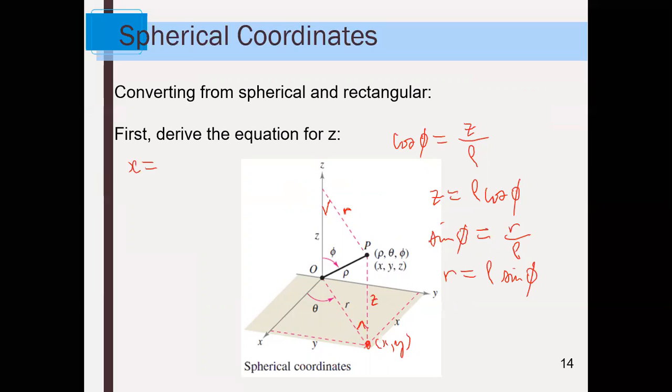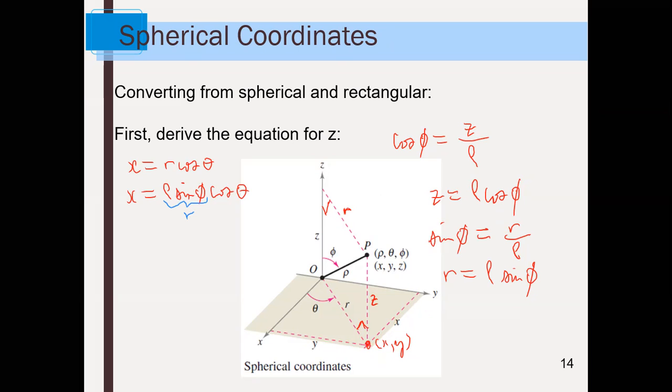X is R cosine of theta. But if I don't want R anymore, I can replace R with what it is in the spherical coordinates. So I get that X is equal to rho sine phi cosine of theta. It looks complicated, but it really isn't when all is said and done. That's because this right here is just R. That's exciting. What about Y?